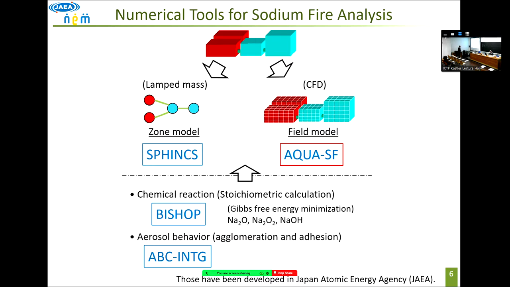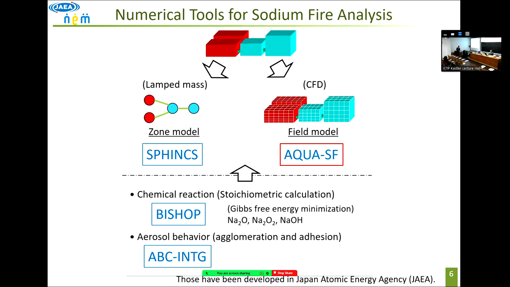In the chemical reaction, one of the important physics is the reaction rate. As I mentioned, sodium and oxygen generate sodium oxide and sodium peroxide. From the viewpoint of numerical analysis, we need the proportion of sodium oxide and sodium peroxide. To investigate those stoichiometric conditions, we developed the BISHOP code. In the BISHOP code, Gibbs free energy minimization is used to obtain the proportion of sodium oxide, sodium peroxide, and sodium hydroxide.